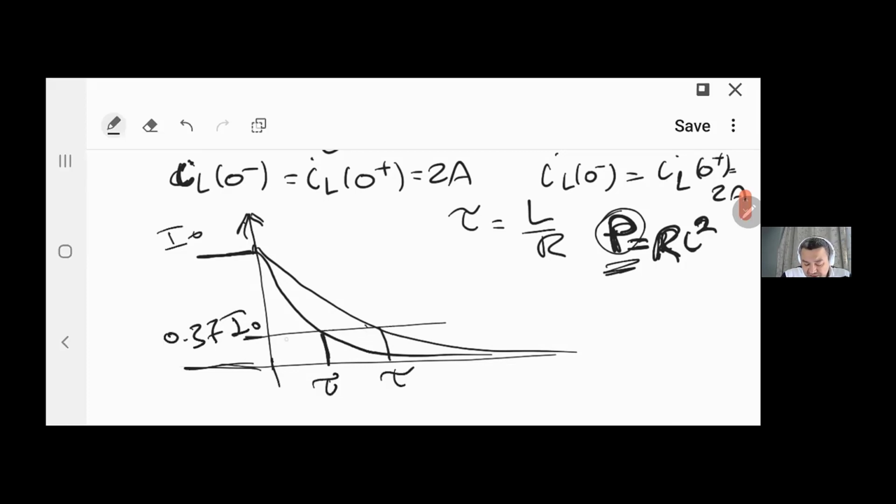The time it takes for the current to be discharged down to 0.37 of its original value in the discharging. And the charging will be achieving 0.63 of the total.